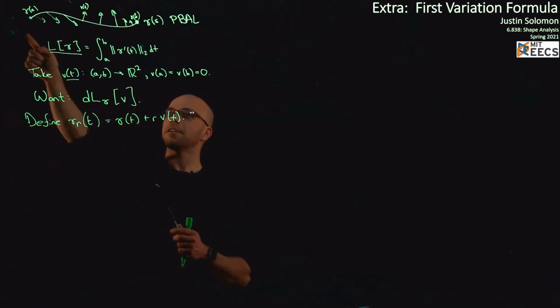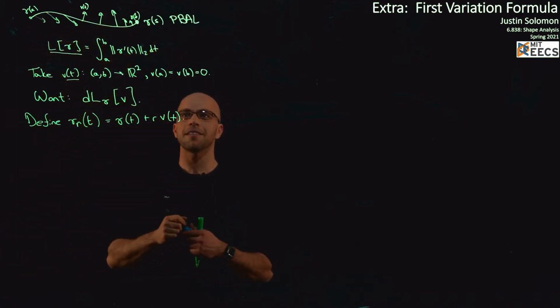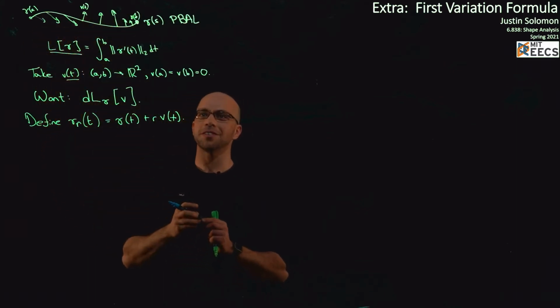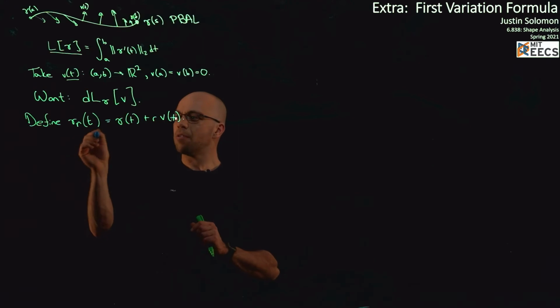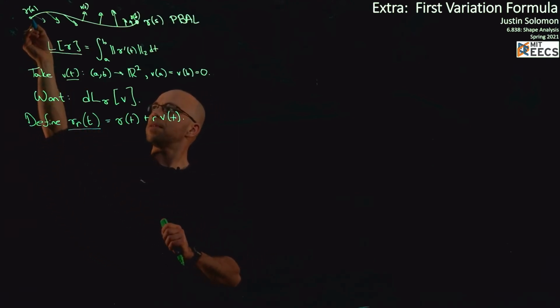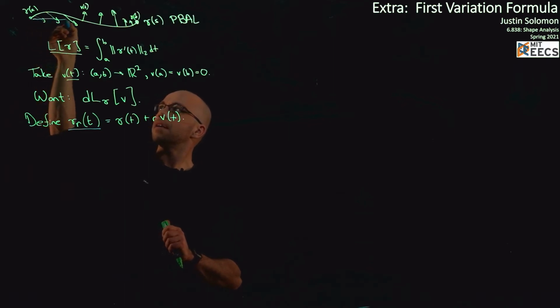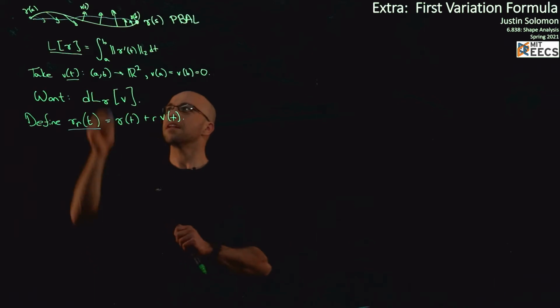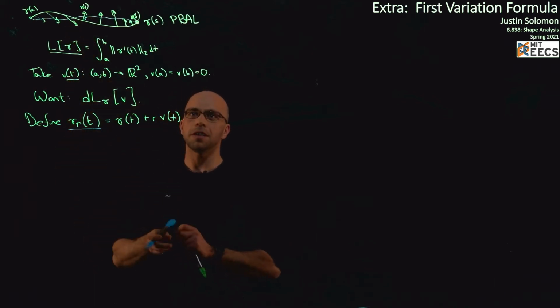So remember that our curve is gamma of t. That's what's shown on the slide here. And then we have these little hairs sticking off of the side of our curve, which are vectors. So now we've defined a new curve, gamma r of t, which is like a little displacement of gamma in the v direction, right? And the amount that I displace is equal to r.